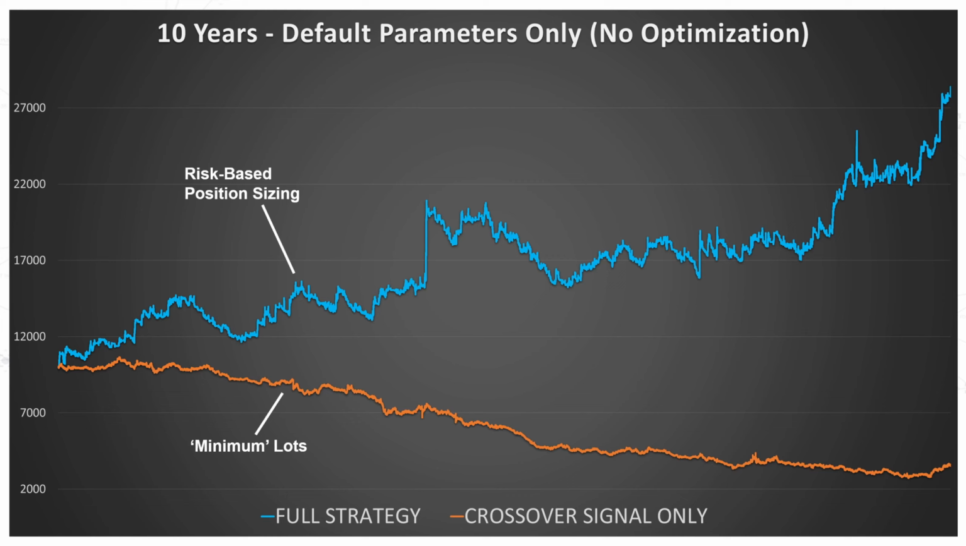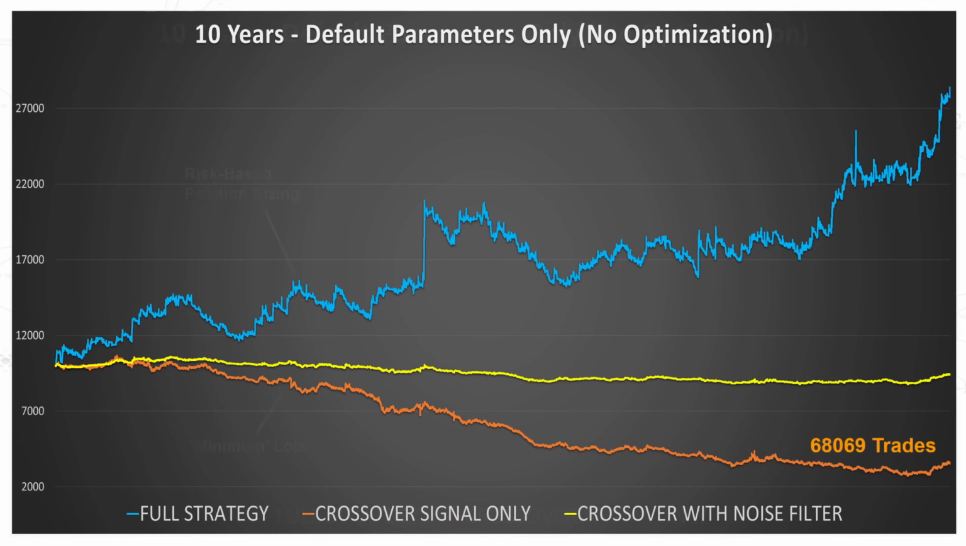So because we're not at that stage at the moment, even when we implemented the noise filter in the form of the Kaufman efficiency ratio, I was still using minimum lots for that. So that's represented by the yellow equity curve here. And as you can see, because we filtered out those trades that would have opened during noisy market conditions, we now have far fewer trades.